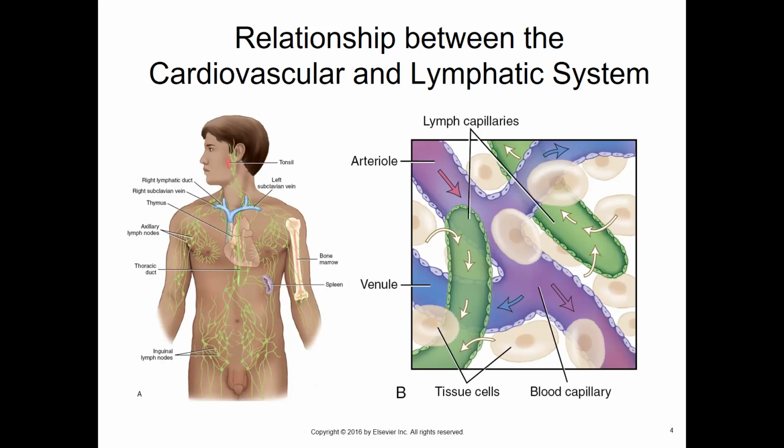So the lymphatic system is going to return any excessive tissue fluid back to the cardiovascular system. So it has direct access to the cardiovascular system, and therefore a relationship exists between the two of them. Once the microorganisms are able to gain access to either one of the systems, then they can spread throughout the body and infect any organ.